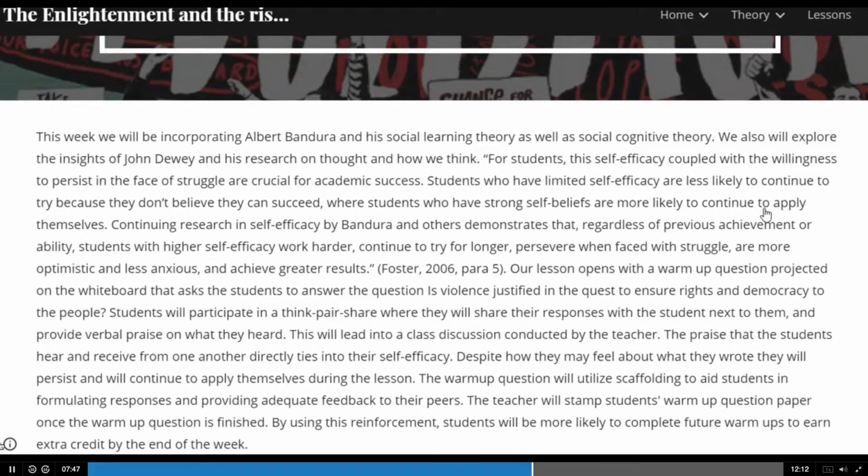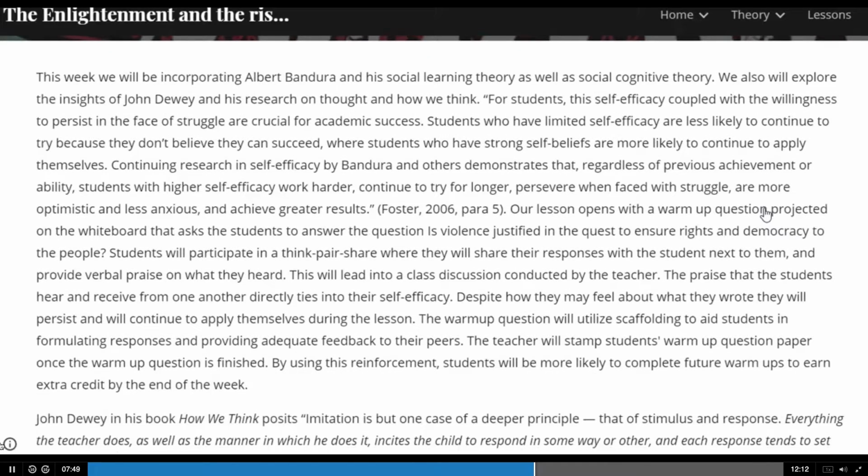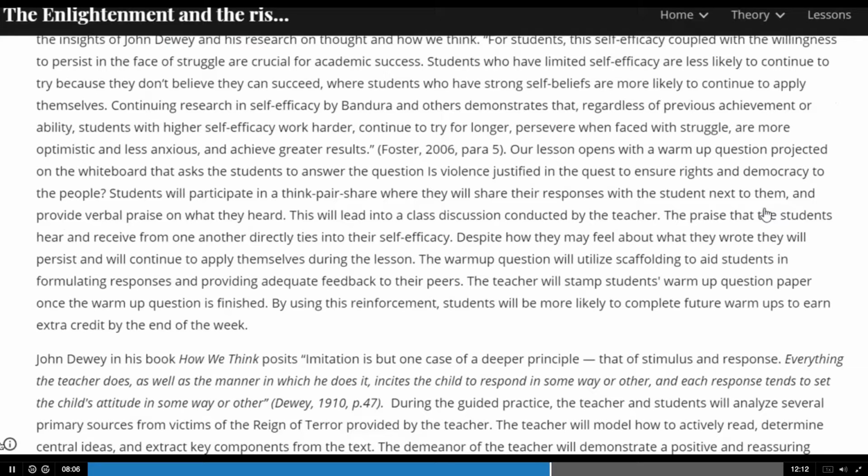Continuing research in self-efficiency by Bandura and others demonstrate that regardless of previous achievement or ability, students with higher self-efficiency work harder, continue to try for longer, persevere when faced with struggle, and are more optimistic and less anxious, and therefore achieve higher results.